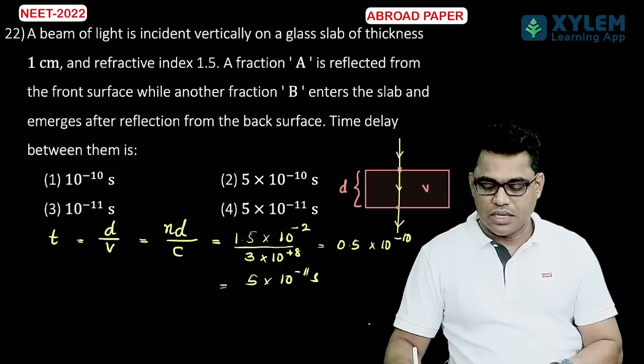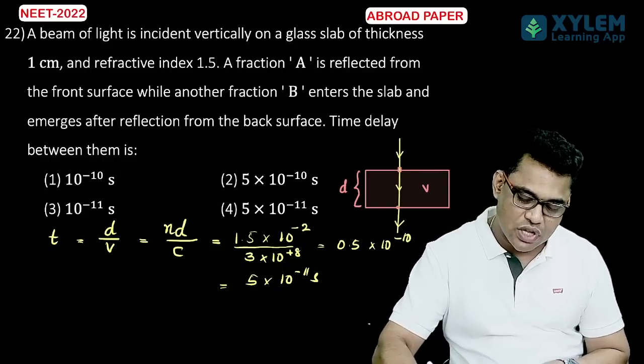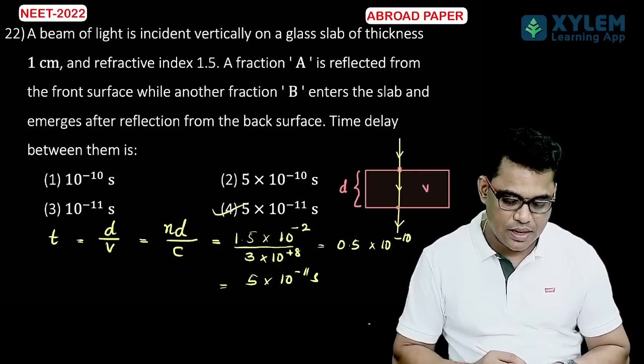5 into 10 to the power minus 11 second is the right answer. Therefore, the option is 4.